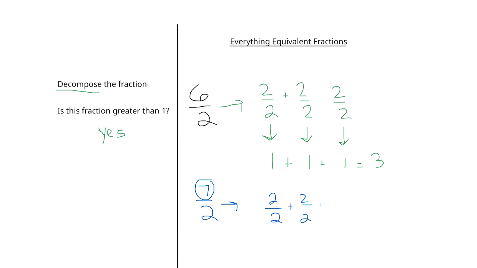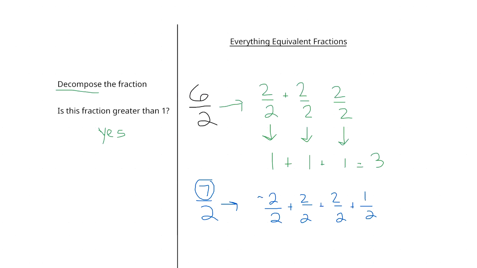2 over 2. That's 6. Wait a second, I only have 1 left. So that one is going to be 1 over 2. All I'm doing is breaking down my numerator. Your numerator that you break down should never be greater than the denominator. That's why I chose the number 2. I chose the number 2 because it's the highest number I can pick.